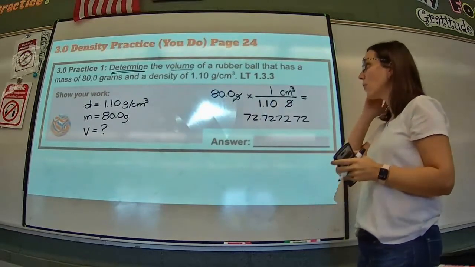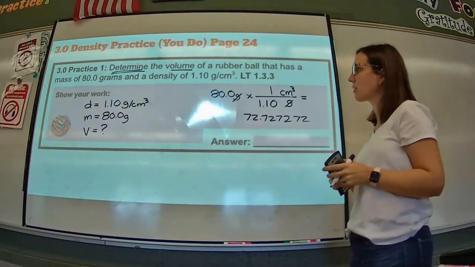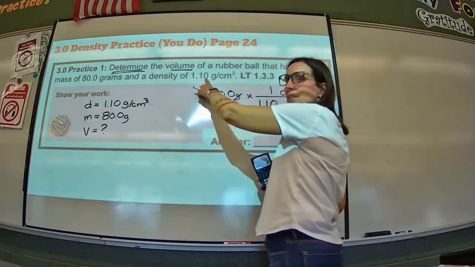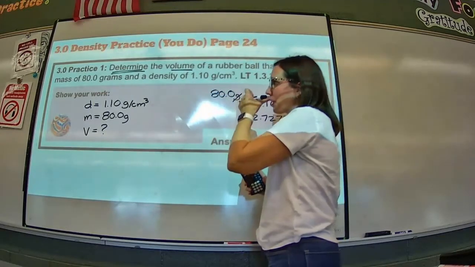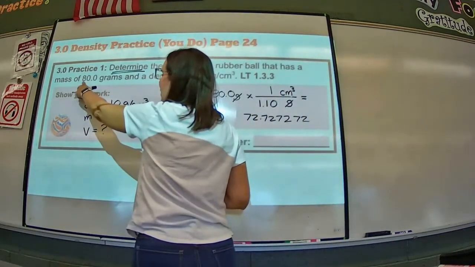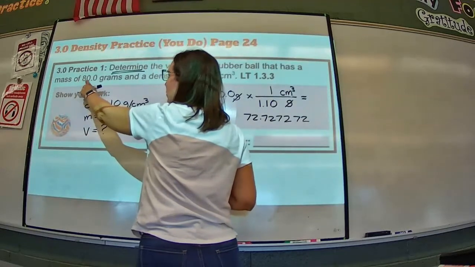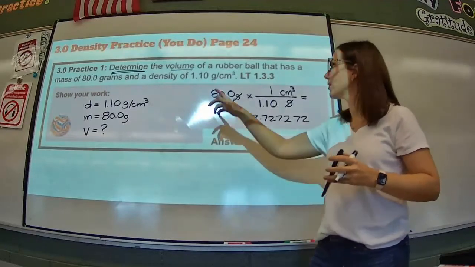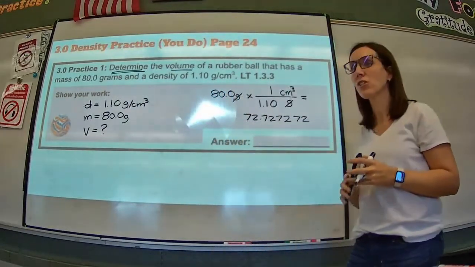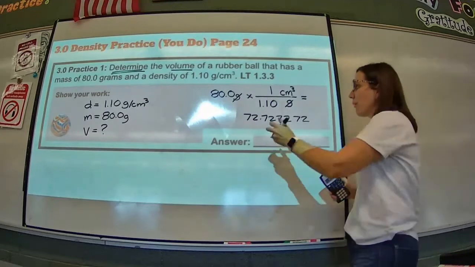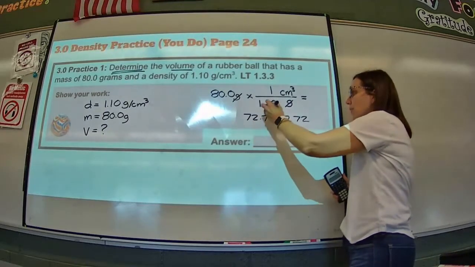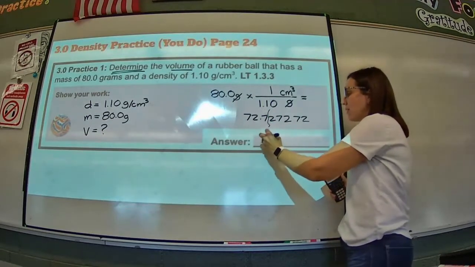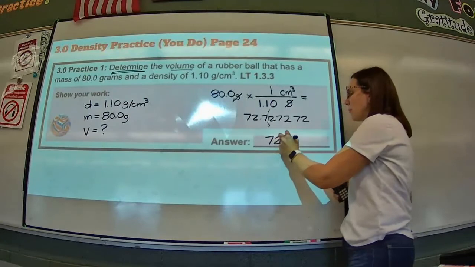So how many of these do we actually have to write down for our answer? I'm going to come back up to my original problem, and I can see 1, 2, 3 significant figures. That 0 counts because the decimal is there. And when I look at 80, the 8 counts, it's a non-zero number, and both of these zeros count because of the decimal. So both of our starting values have 3 significant figures, so our answer should also have 3 significant figures. So I'm going to take the first, second, and third numbers and cut it off right there. The 2 tells me I leave my 7 alone. So my answer is going to be 72.7.